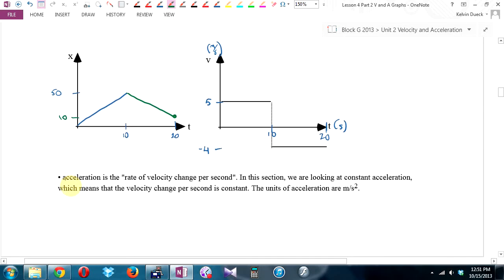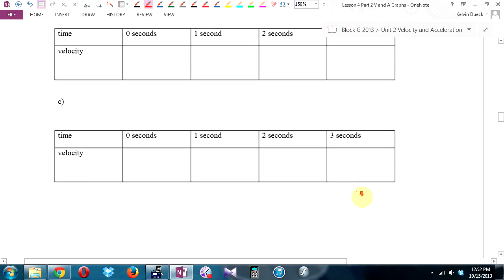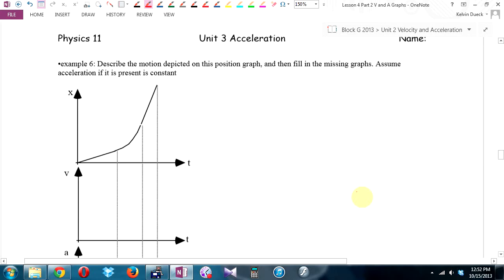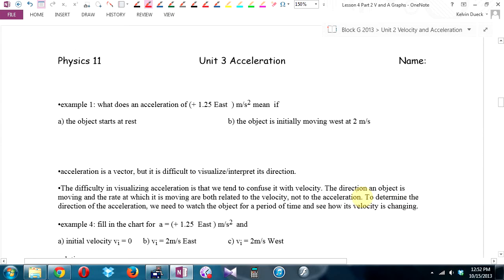Acceleration is the rate of velocity change per second. In this section, I wrote, we're looking at constant acceleration, which means that the velocity change per second is constant. Units for acceleration are meters per second squared. It's meters per second, but we write meters per second squared. It's easier. So, next page over. Let's see, we're going to get to here, and I think we're going to pause on example 5.